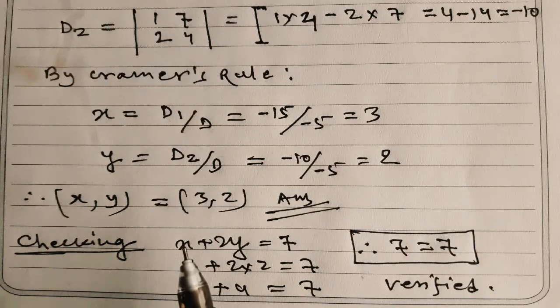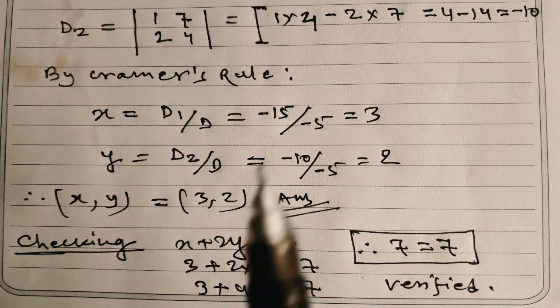So the first equation is x plus 2y is equal to 7. The value of x is 3, so putting the value of x, 3, plus 2 into y. The value of y is 2. Now 2 times 2 is 4, 4 plus 3, we get 7. So 7 equals 7. Hence it is verified.